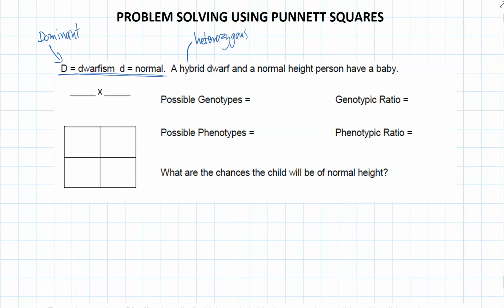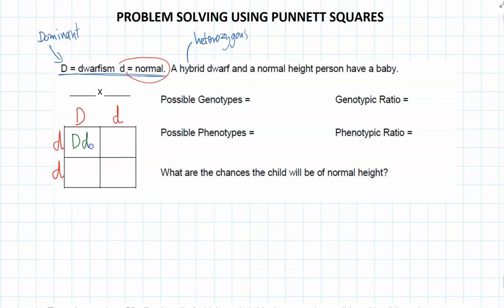So we know we've got a heterozygous person who is dwarf and a normal height person, and they're having a baby. So let's put the heterozygous person at the top. They must have a big D allele and a small d. And a normal height person, well, normal is recessive, so they must have 2 recessive alleles to be normal height. And then we fill out the Punnett Square.